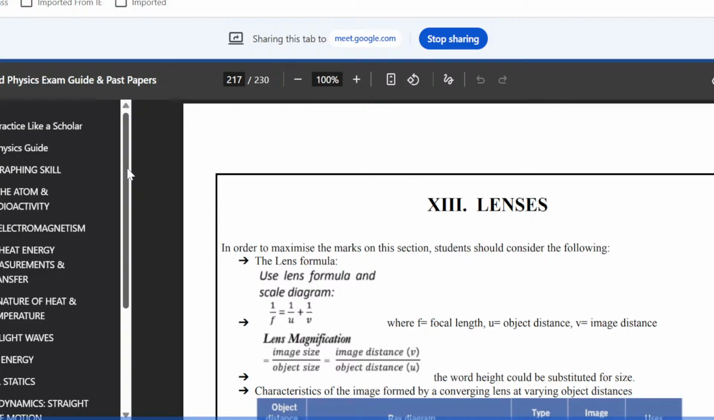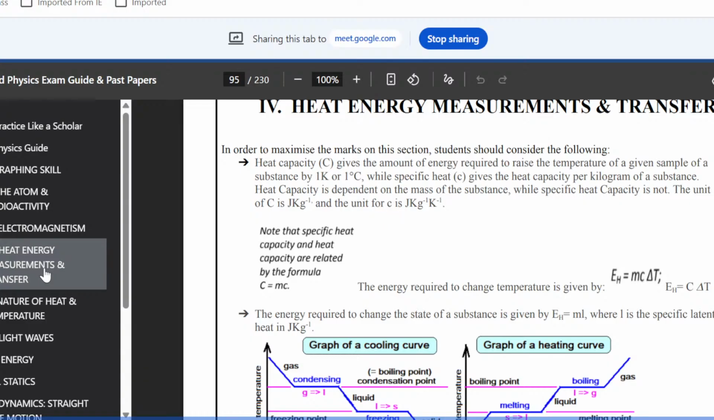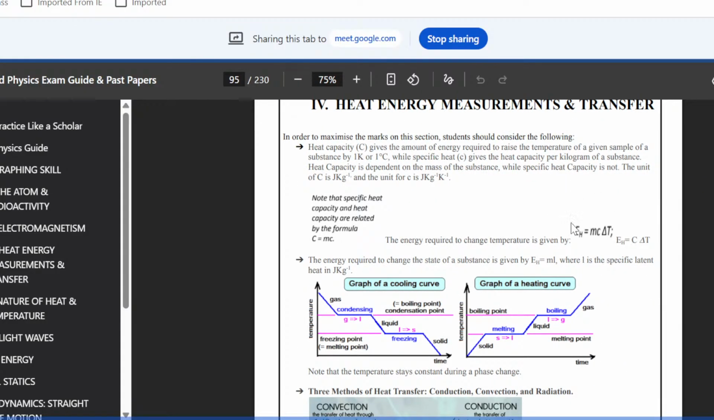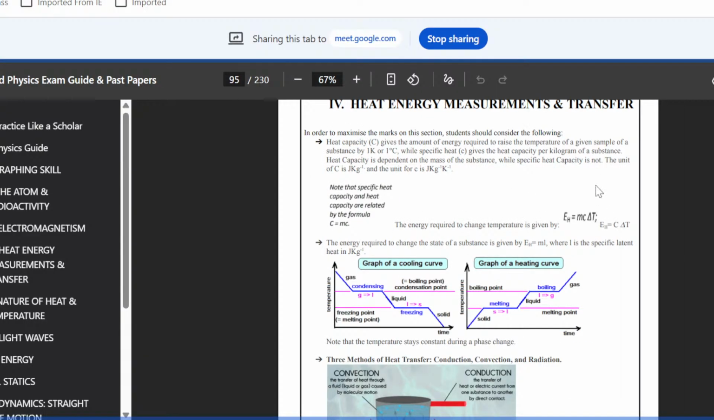Can you go over heat energy and measurements and transfer? Heat energy. All right. What I will say about this one in particular: probably the first thing that comes to mind is, as you see here, mcΔT and mLv, so latent heat, specific heat capacity. Those are the things that probably come to mind.